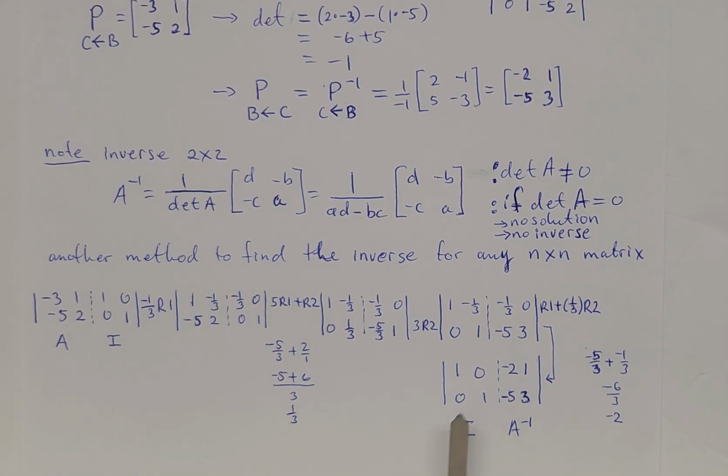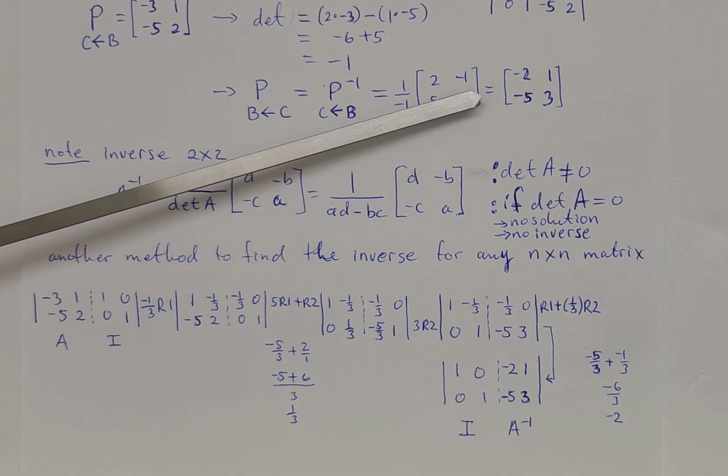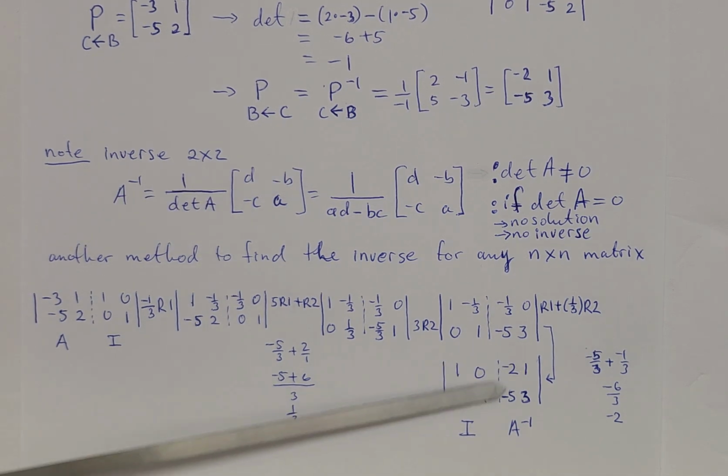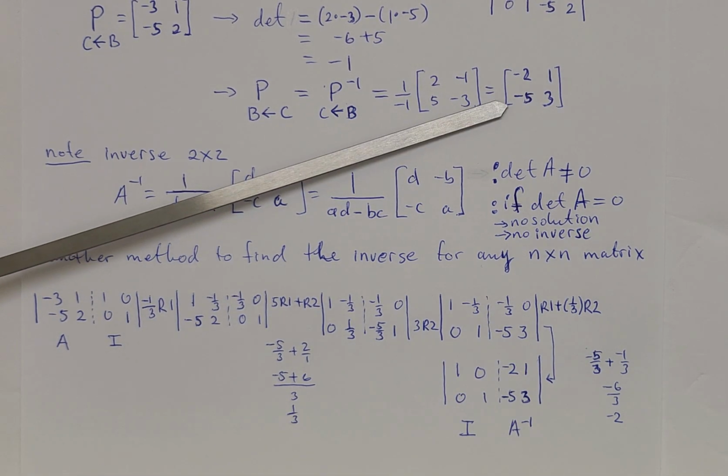So as you can see, I moved the identity from right to left. That's what I have here. And then this from left to right, which I have here. So now this becomes our inverse. And you can see this is the same as this up here.